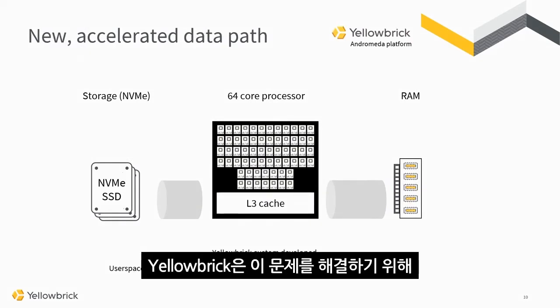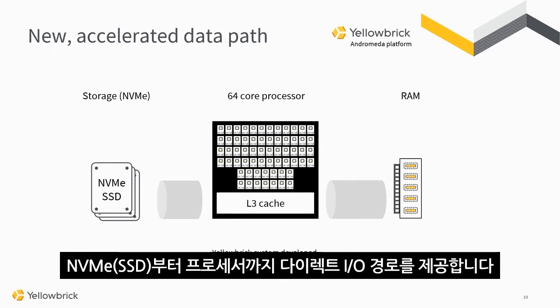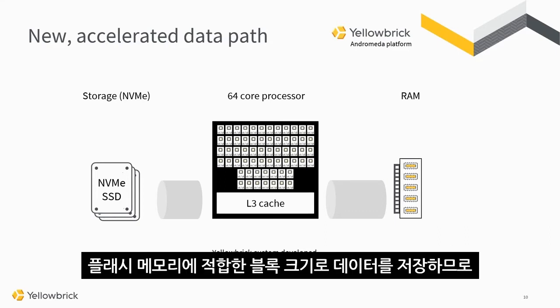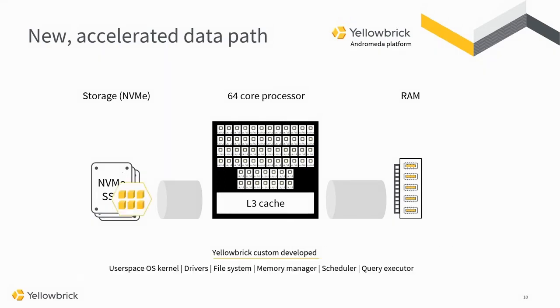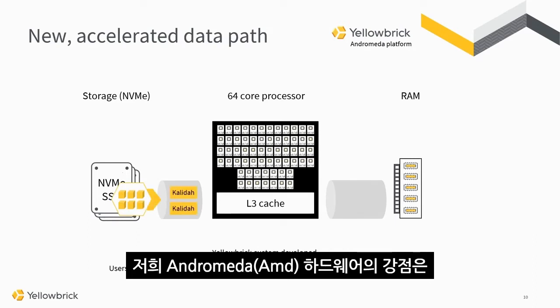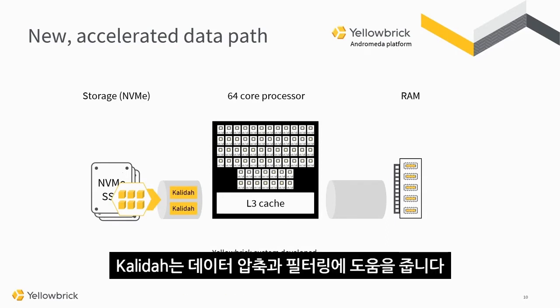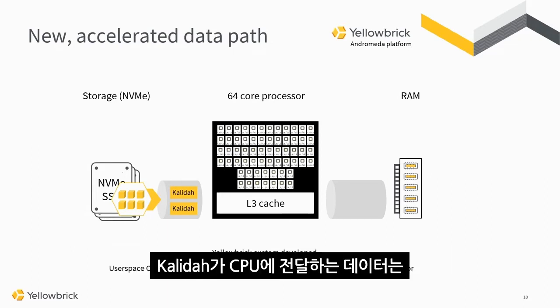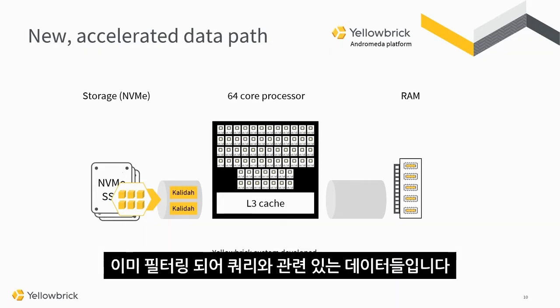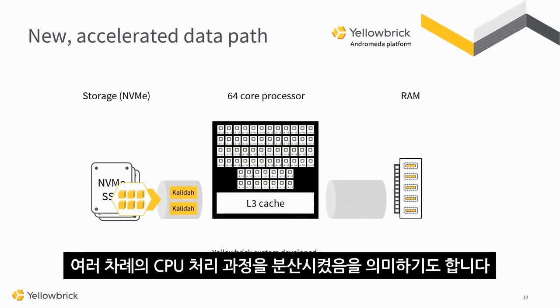Yellowbrick addresses this problem by exploiting a new data path that wasn't available until recently, giving us a direct I/O path from NVMe storage to the processor without using main memory. We store the data in block sizes that are most advantageous to flash memory, helping in both performance and longevity of that flash. And something new to our Andromeda hardware is our FPGA accelerator called Kaleida. Kaleida assists in the compression and filtering of data. That means that the only data that's passed to the CPU has already been filtered and is pertinent to the query. It also means that the data has already been decompressed by the FPGA, thus offloading many CPU cycles.